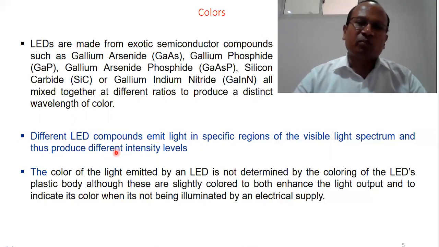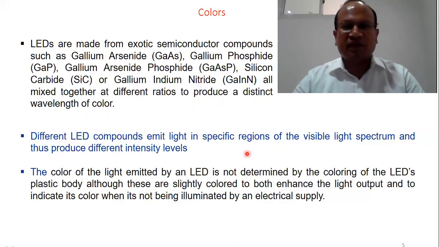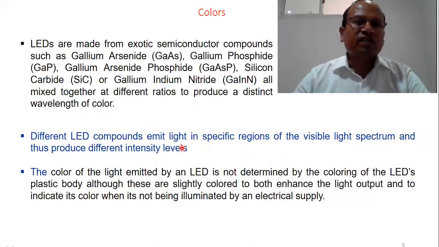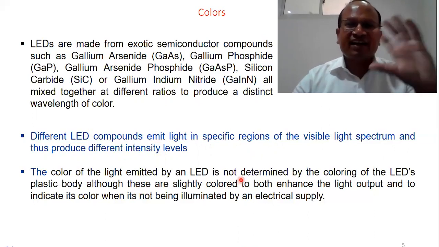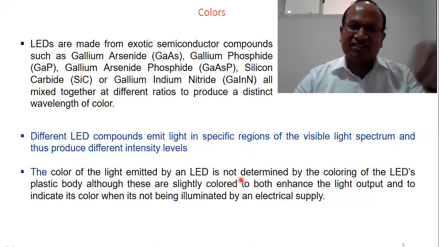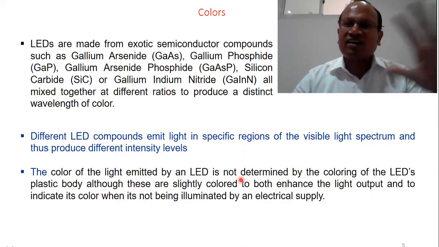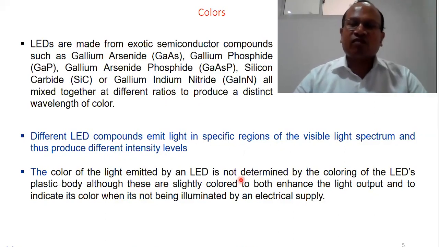The different LED components will emit light in specific regions of the spectrum. The color of light of an LED is not determined by the coloring of the LED, the plastic body, the surface, the cover. It's not there actually. There will be some effect. When we put an encapsulation like a green cover, we may see the light as green, or we may put a transparent one, we will see the light as transparent, whatever is the natural light.